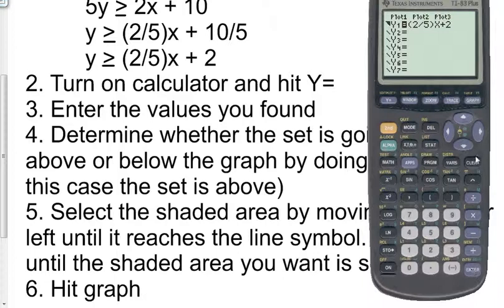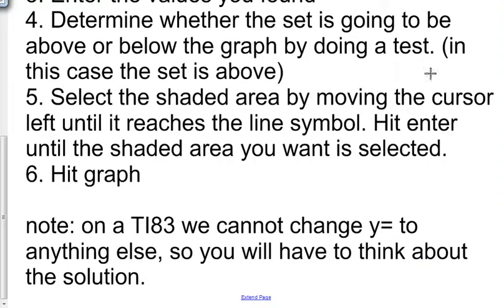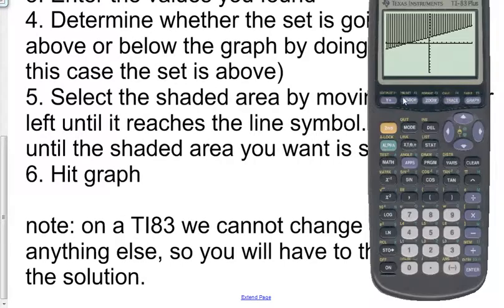There we go, that's above. And then I'm going to hit graph. So you can see it will shade my solution area for me. It's going to be above the line. So just notice on a TI-83, I can't change this y equals, I can't change that equal sign to anything else. So I just have to think about it, do a test to figure out whether my shaded area is going to be above or below the line.